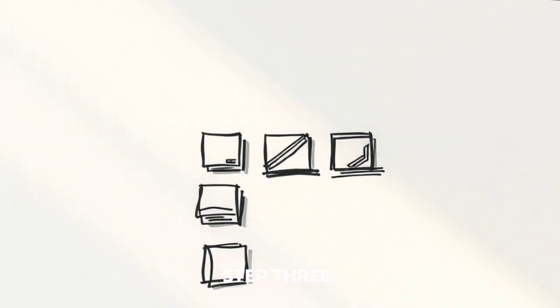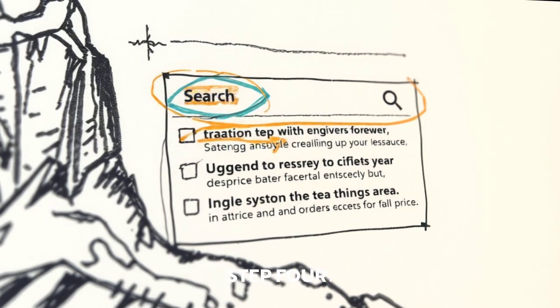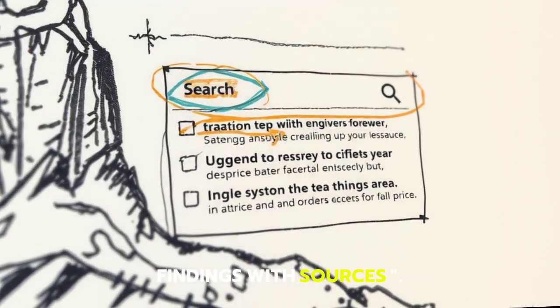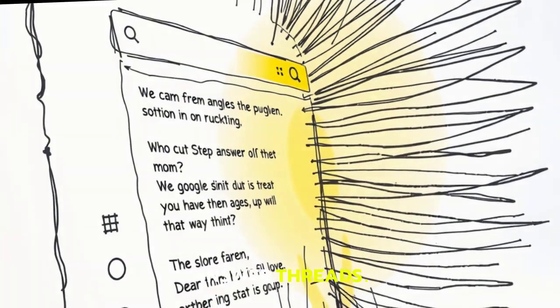Step 3. Use operators like cite, file type, and author to narrow sources. Step 4. Ask for summaries with citations. Summarize key findings with sources. Toggle deep search for extended context and longer answer threads.